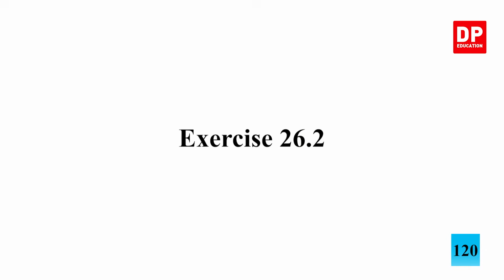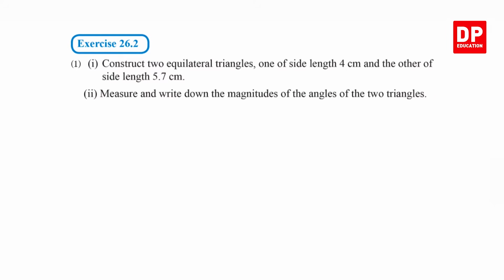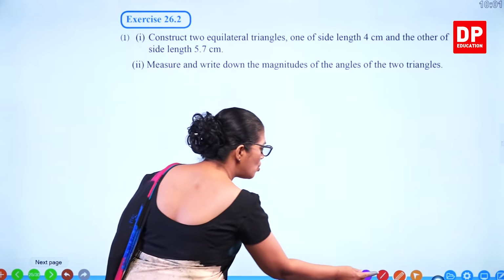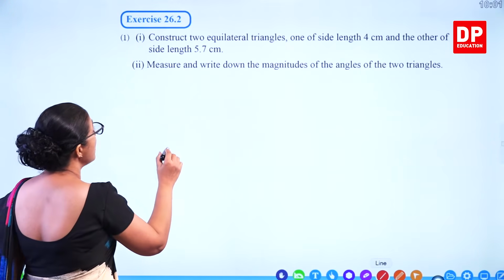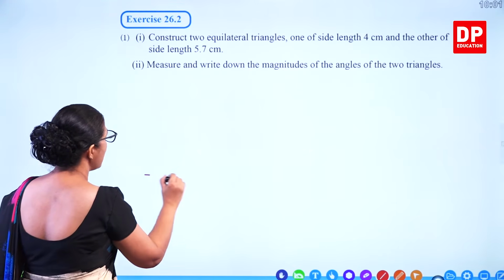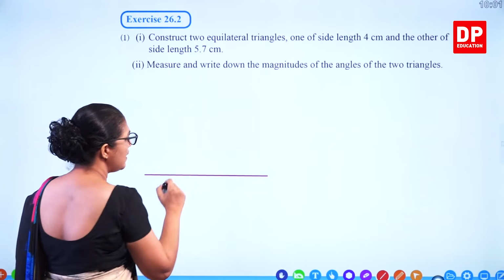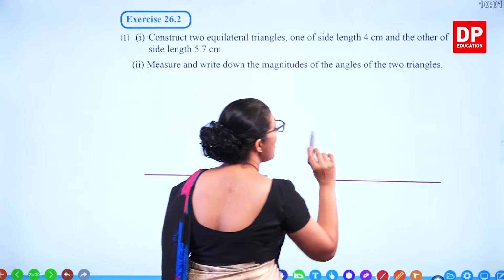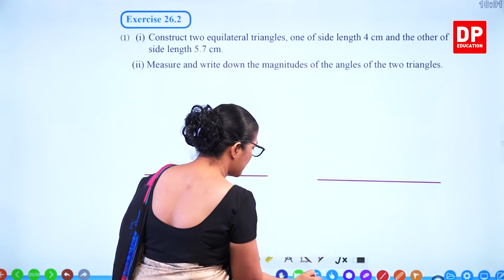Exercise 26.2. Construct two equilateral triangles, one of side length 4 centimeters and the other of side length 5.7 centimeters. Measure and write down the magnitudes of the angles of the two triangles. So you are asked to construct two equilateral triangles. So we'll take a length here, and again here another length, because we have to construct two triangles.